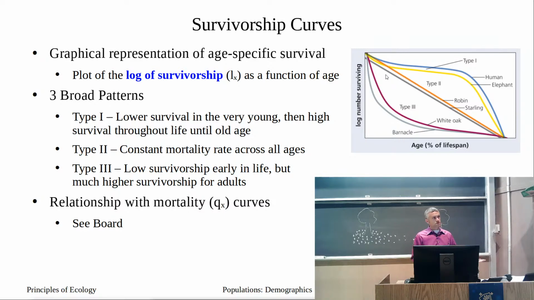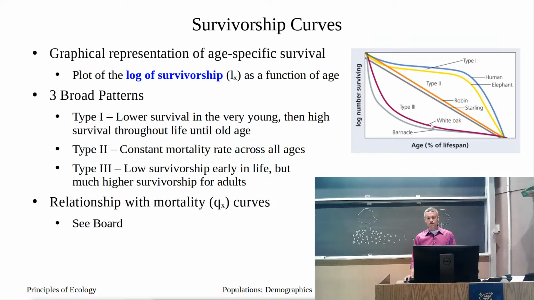Now with birds, we often do see more of a segmented type of pattern. The birds before they fledge, as they're in their nest, might have one type of survivorship curve. They could have a different slope than post-fledging birds. All right?